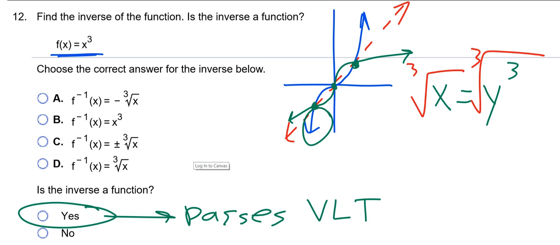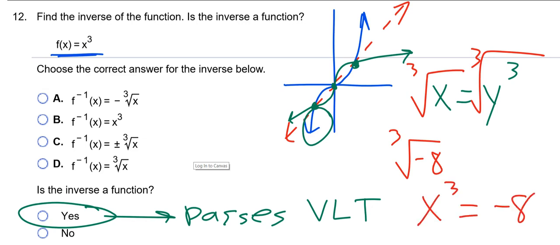Now, cube roots can handle something that square roots cannot. Cube roots can handle negative numbers. For instance, what is the cube root of negative 8? What number times itself 3 times gives me negative 8? The answer is negative 2. You can't do that kind of stuff with square roots.